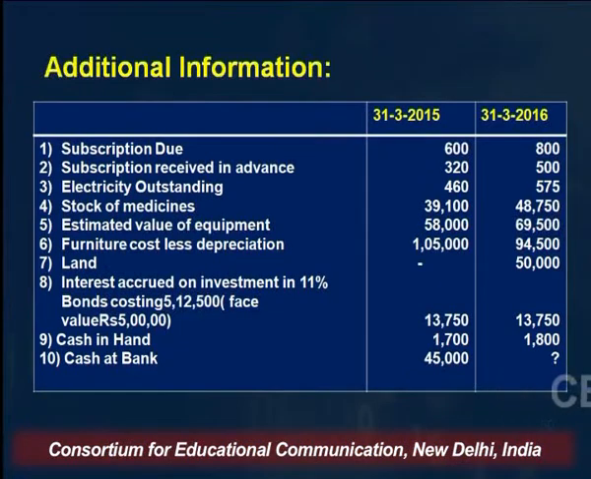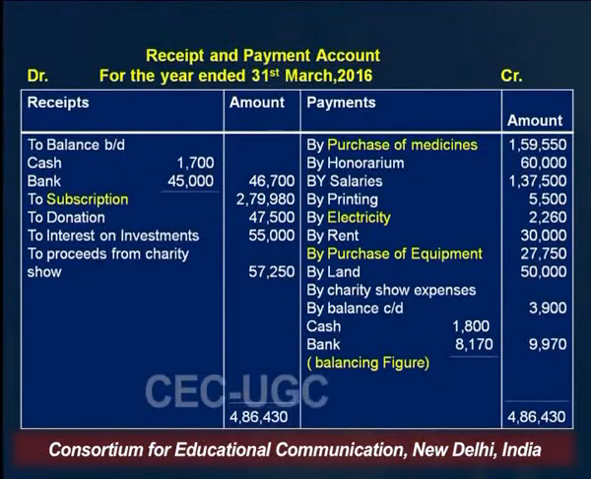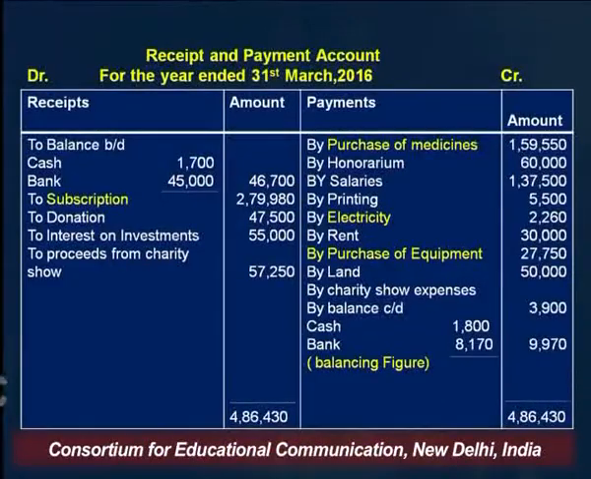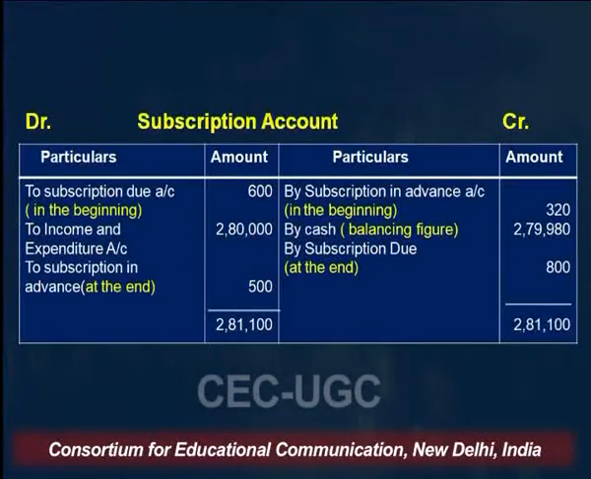In the additional information, a lot of information about subscription is given, that is, subscription due and subscription received in advance. In our previous lecture, we already talked about how to calculate the amount of subscription for the income and expenditure account. That's why the subscription is highlighted here. Whenever additional information about anything is given in the question, it is always advisable to prepare an account for the same. So the amount of subscription here is calculated by preparing the subscription account.